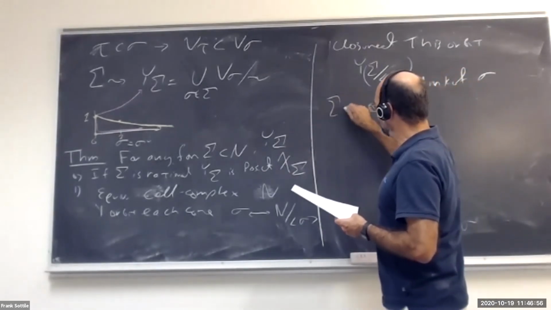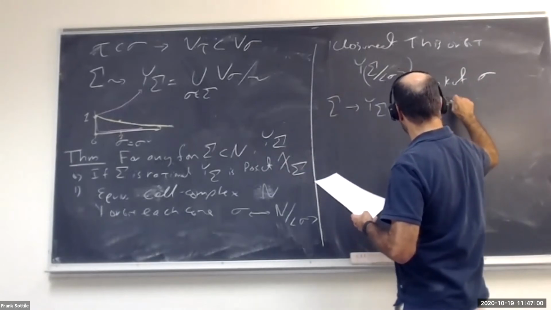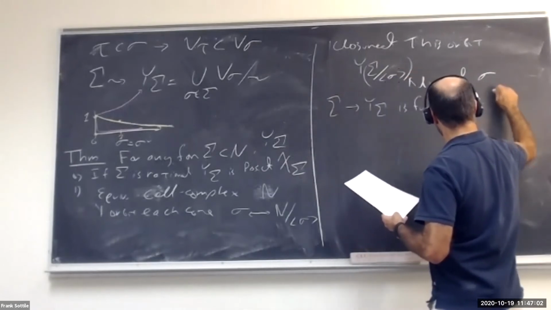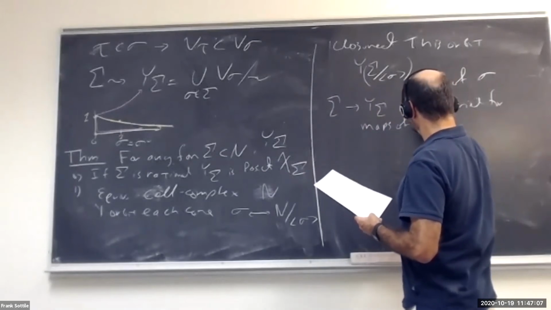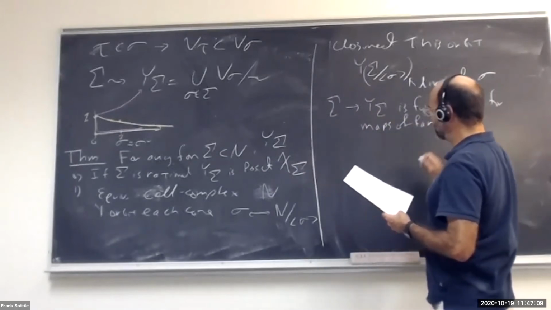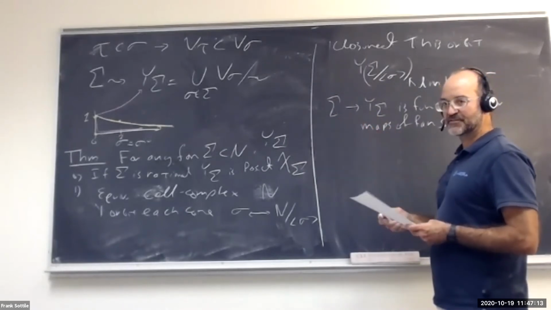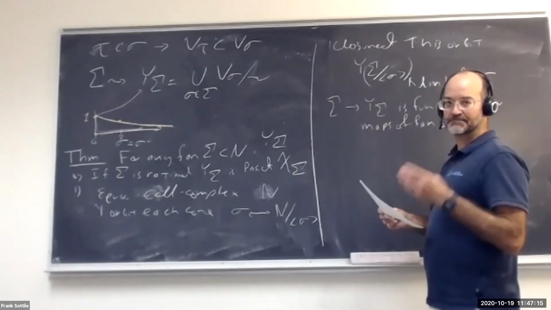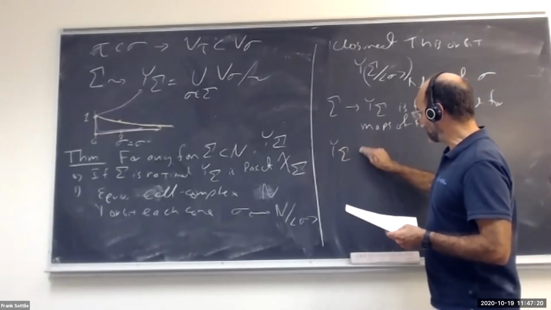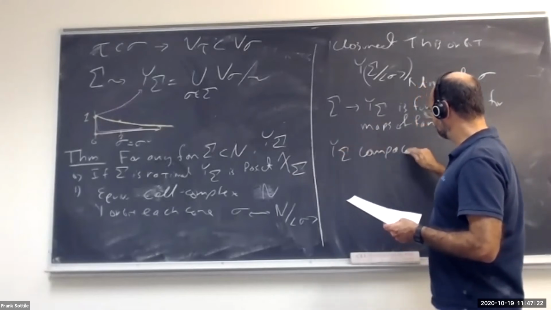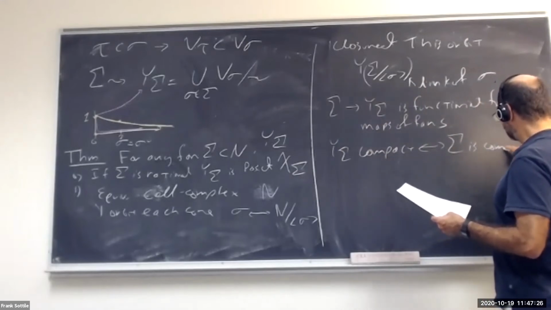Also, this map is functorial for maps of fans. We could not show that it's an equivalence of categories because we didn't include functions or quasi-lattices. Other things: this is compact if and only if the fan is complete.